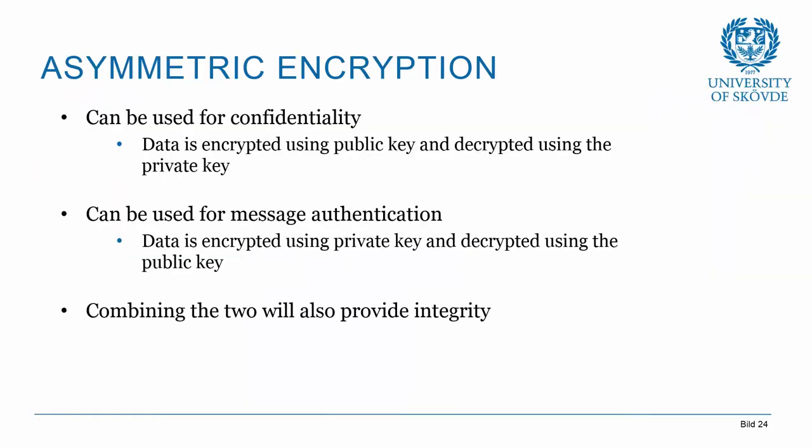So, to sum up asymmetric encryption, it can be used for confidentiality. So, if data is encrypted using the public key, then it can only be decrypted using the corresponding private key. So, if someone wants to send encrypted data to me, they will use my public key for encryption, and I will use my private key for decryption.